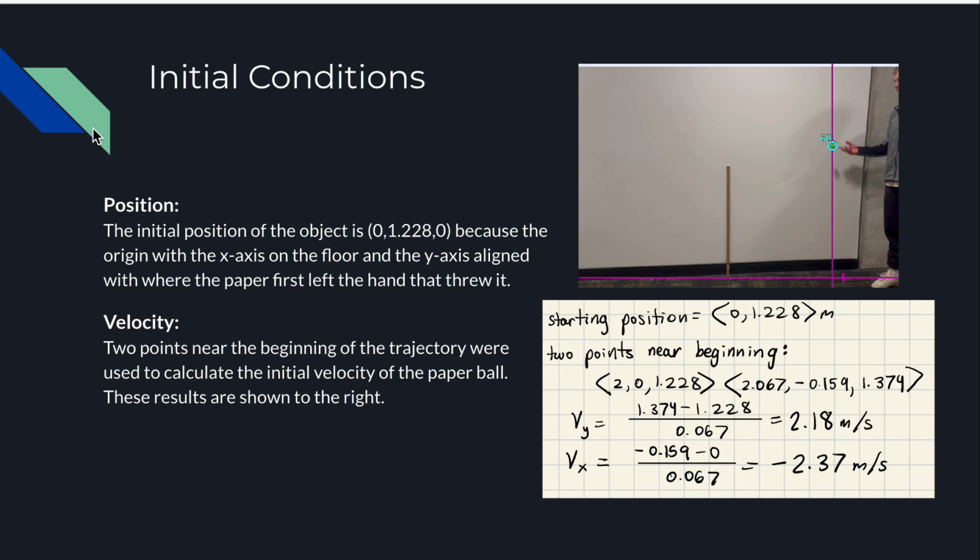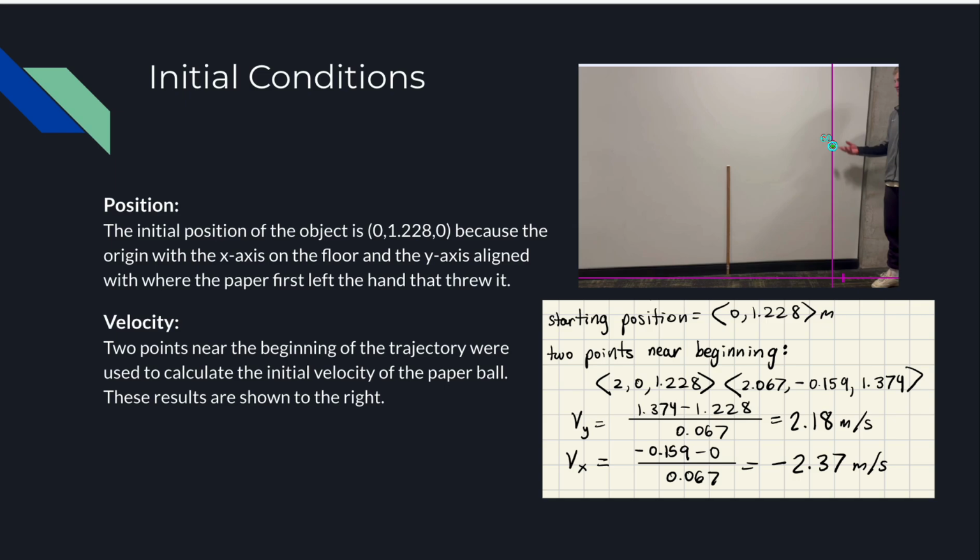So here are my initial conditions. The initial position of the object is set at 0, and then the y-coordinate, and then 0, because I set the origin with the x-axis on the floor and the y-axis aligned with where the paper first left the hand that threw it. And you can kind of see this to the right. This is the origin, and this is where the ball left the hand and eventually reached the floor over here.